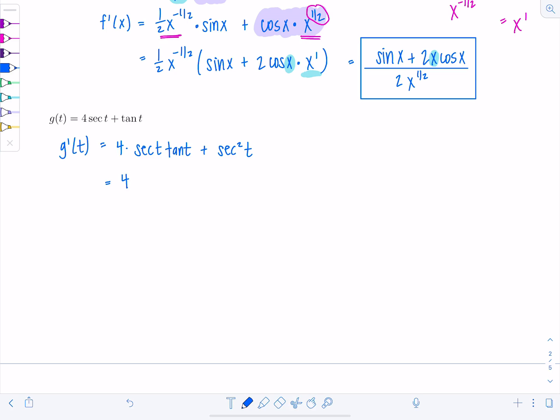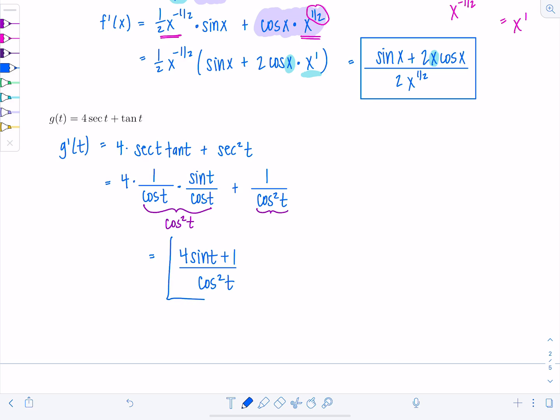I'm going to write this as 4 times, okay, secant t, that's 1 over cosine t, right? Tangent t, that's sine t over cosine t. Plus, and then secant squared t, that's 1 over cosine squared t. You guys, they already have a common denominator. I have nothing to do. This is cosine squared t, and the other one already has cosine squared t. This problem is a dream come true. So we've got 4 times sine t plus 1 in the numerator over cosine squared t. And this is a beautiful place to be.